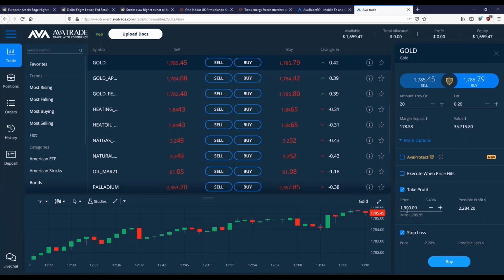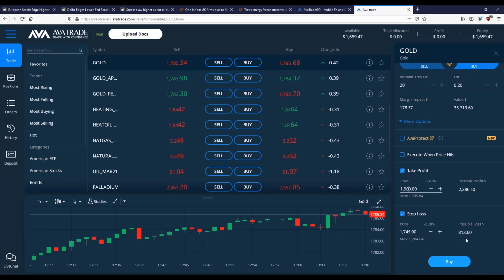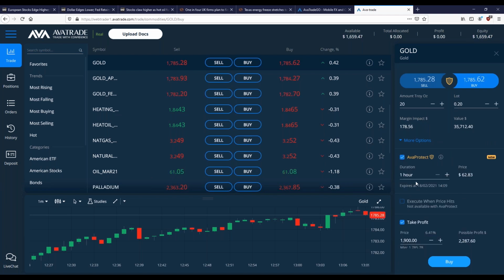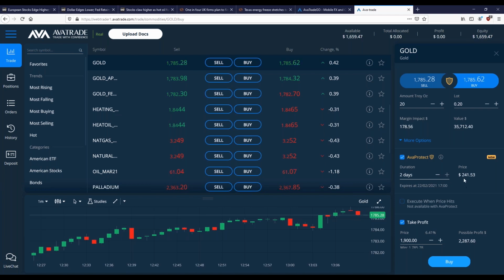I'm not saying that you should think this, but it could happen, right? So if I put 1900, I say, wow, look at that profit. It's over 100% profit potential. But I still say, you know what, I don't want to risk half my account. So maybe instead of putting a stop loss for now, I use AvaProtect. And I say, okay, I'll protect myself for not 3 hours, not 6 hours, maybe 2 days. And look, I'm risking 241. That's a lot less than 50% of my account, right?